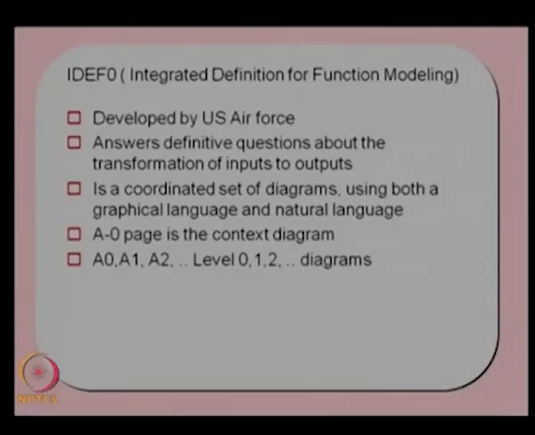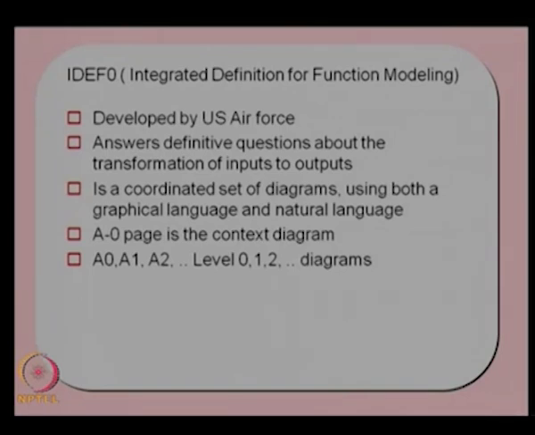Basically this method is known as integrated definition for function modeling, or in short IDEF0. The 0 was added as it is the first initial chart, and IDEF0 is integrated definition for function modeling. This was developed by the US Air Force in order to develop some of the aircraft systems or defense systems and to identify the functions needed.